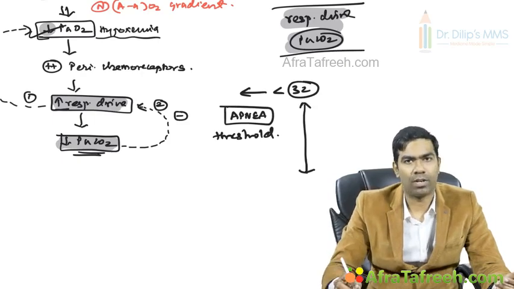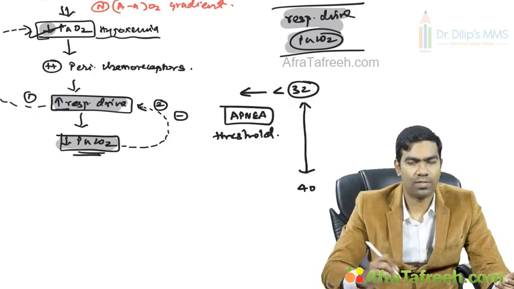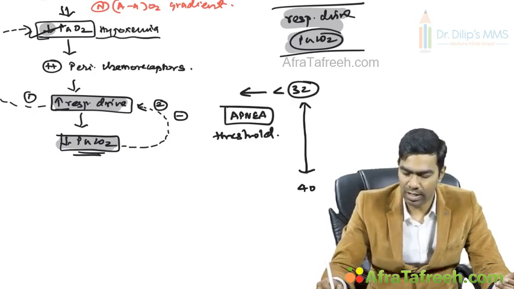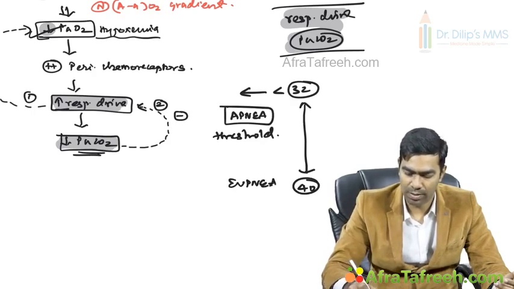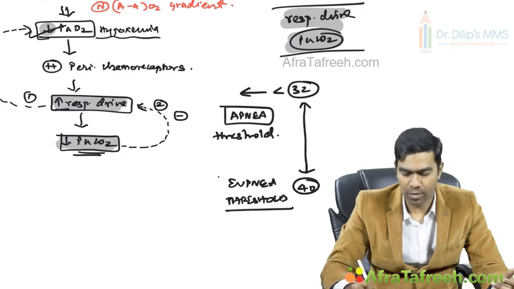And similarly, what is the ideal carbon dioxide? Ideal carbon dioxide is 40. This 40 millimeters of mercury is what we refer to as the eupnea threshold.